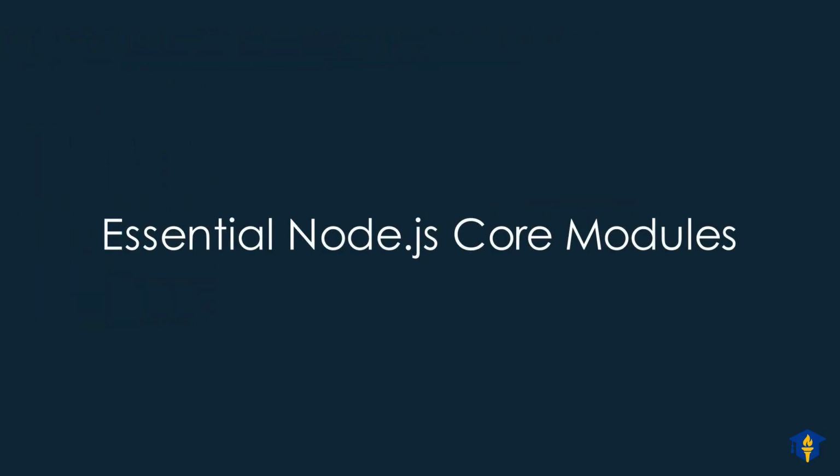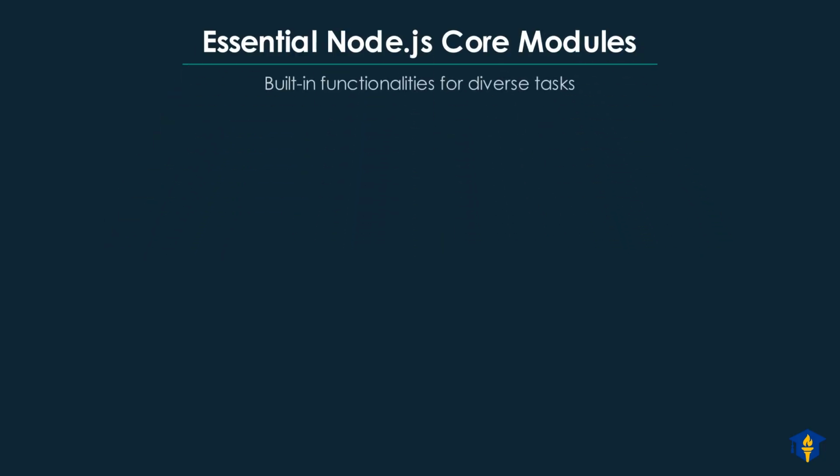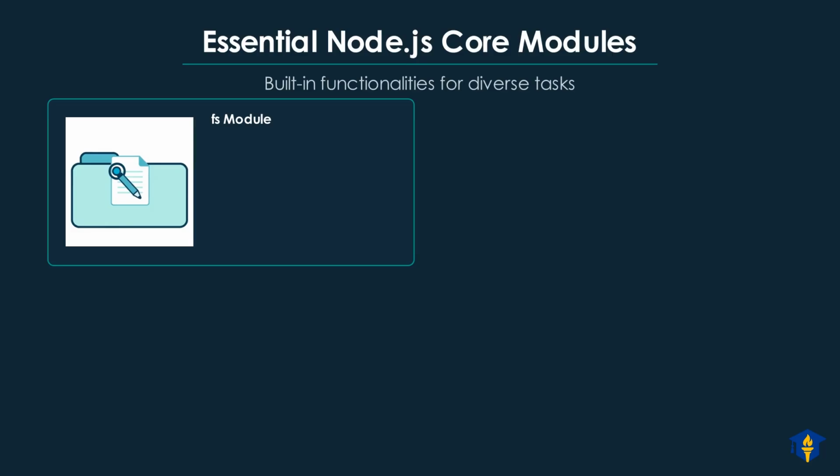Let's explore the essential core modules in Node.js that provide fundamental functionalities for your applications. These built-in modules offer a wide array of functionalities, helping you perform diverse tasks efficiently in your backend. First, we have the fs module, which is crucial for interacting with your computer's file system.